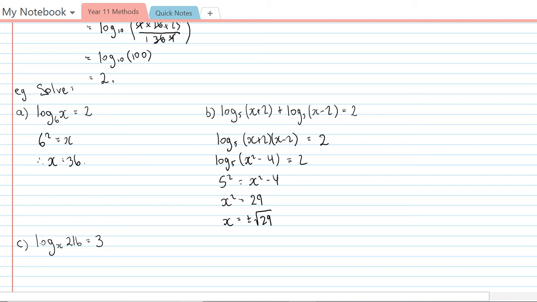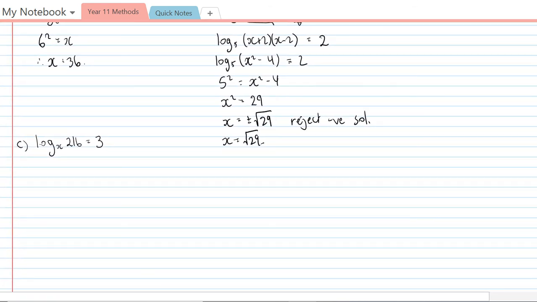Now, we're actually going to reject the negative solution here, because we can't take the log of a negative number, it doesn't work. So that's not going to work in this second part of the equation, which is a bit problematic. And actually, it probably won't work in this first part here either. So therefore x is just equal to root 29. So that's the second one.